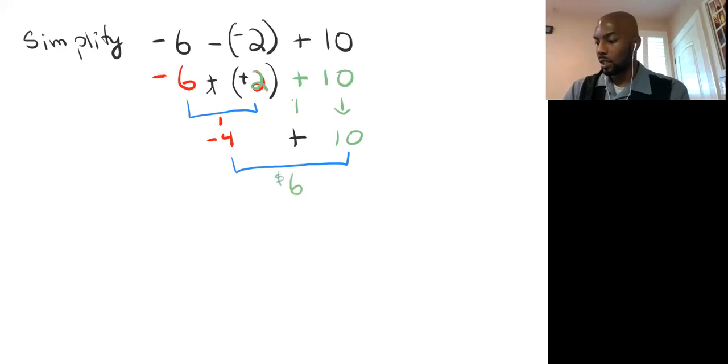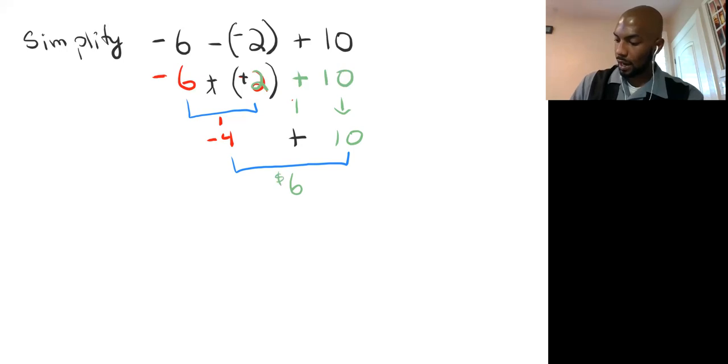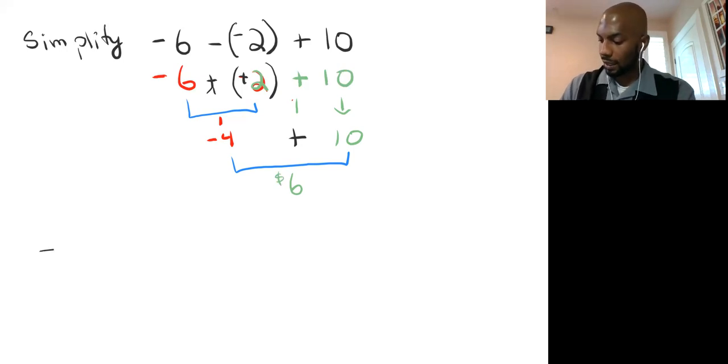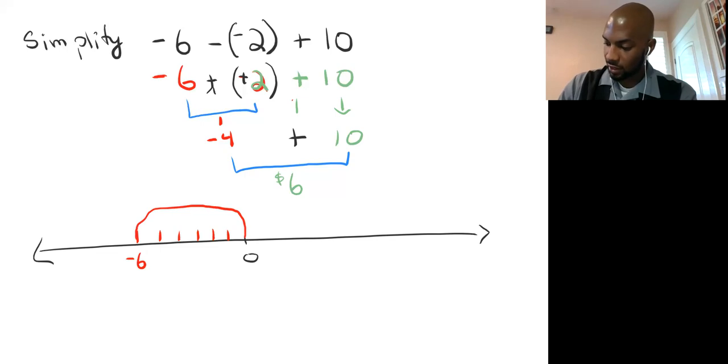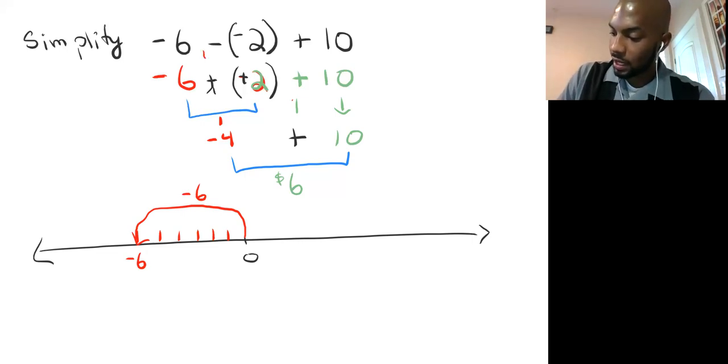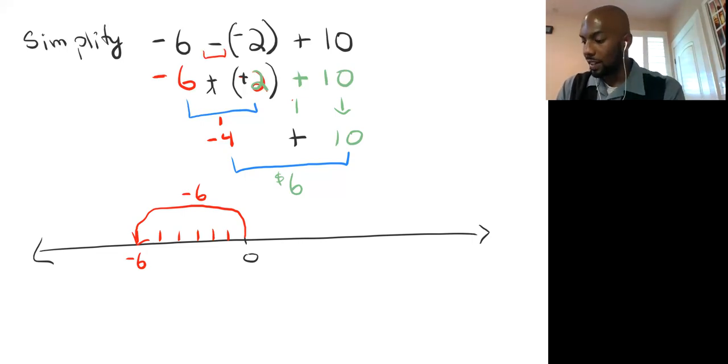Now let's see if that works on the number line. All right. I draw my number line. And I say, all right, here's my 0. I need to go to the left 6. 1, 2, I'm writing red. 1, 2, 3, 4, 5, 6. All right, so I've gone -6 to the left. My next step would have been to do the opposite, to go the opposite of -2.